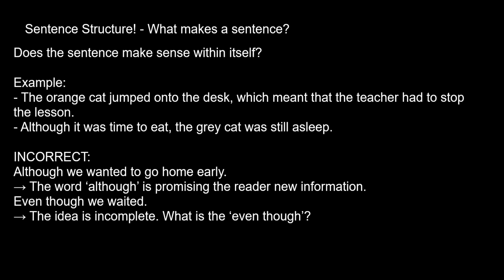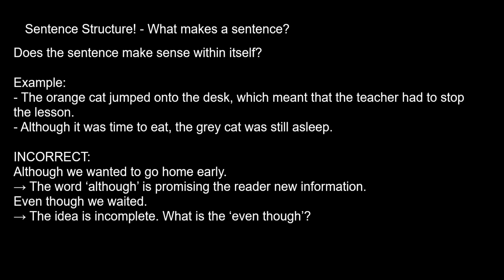Right? So, for example, the orange cat jumped onto the desk, which meant that the teacher had to stop the lesson, right? The message there is clear, and you can see exactly what I mean, right? There's no dangling ideas in there. The sentence just makes sense, right? It's a complete idea. Same thing with this next sentence. Although it was time to eat, the gray cat was still asleep, right? So all of the ideas are clear, and they make sense in and of themselves.